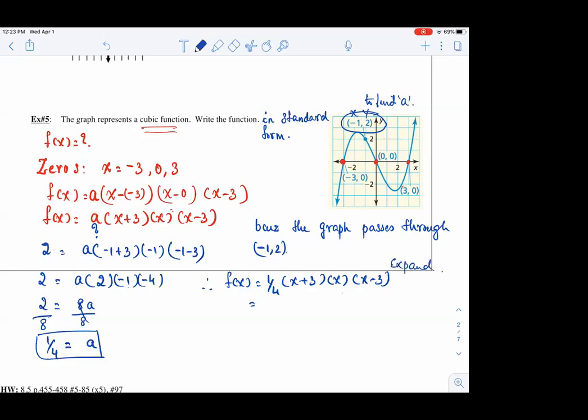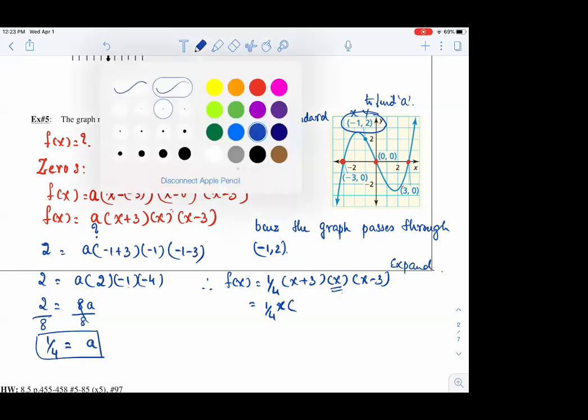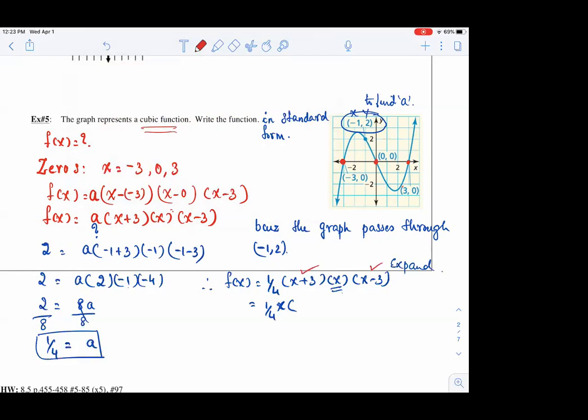Okay, and I'll tell you an easy way to expand. I'm going to bring the x first and keep it here. This x, I put it here. Next, then we have this x plus 3 and x minus 3. What is x plus 3 times x minus 3? x squared minus 9. Correct. Remember, that's the difference of two squares, right? x plus 3 times x minus 3 is actually x squared minus 9. So always look for those easy ways, okay?